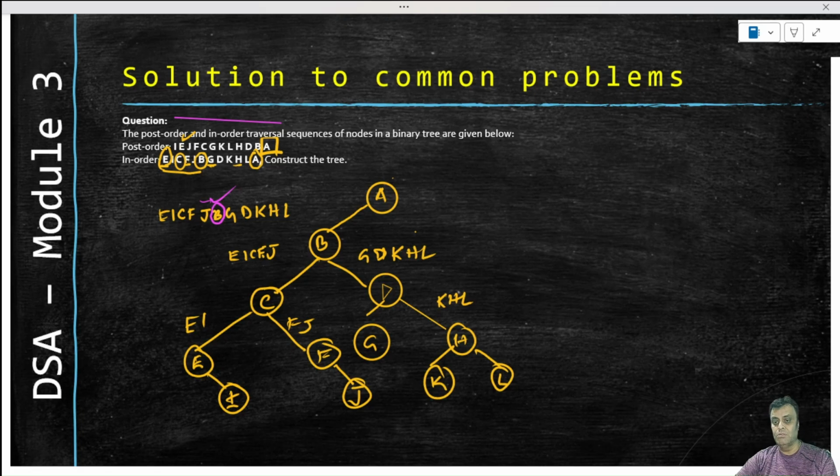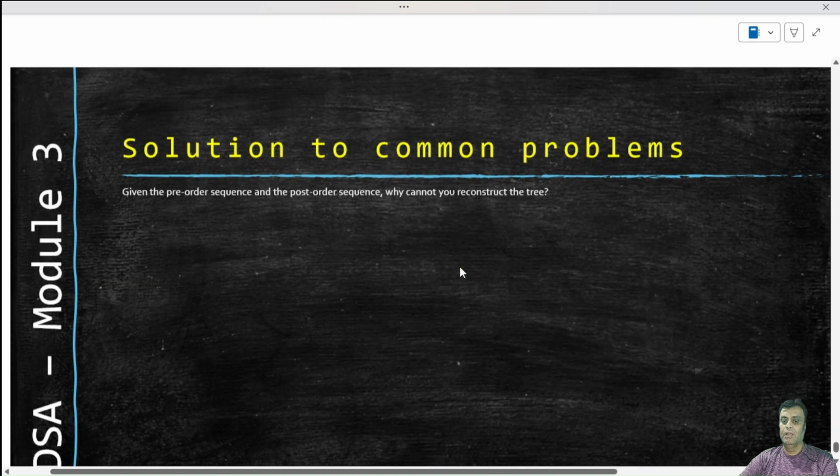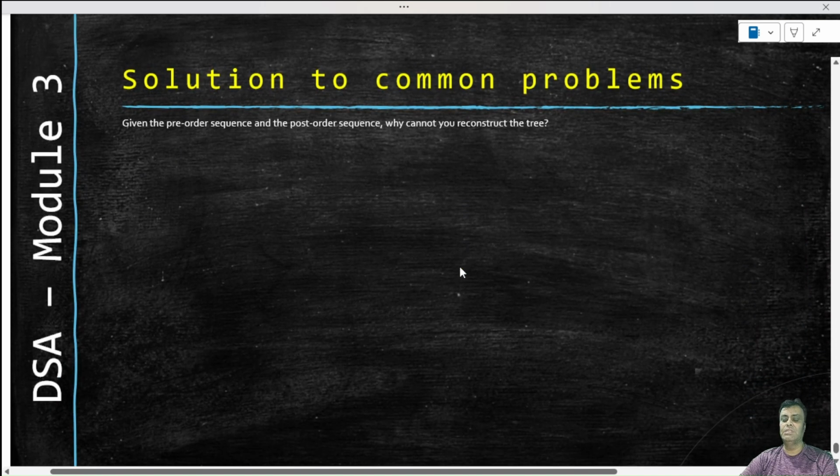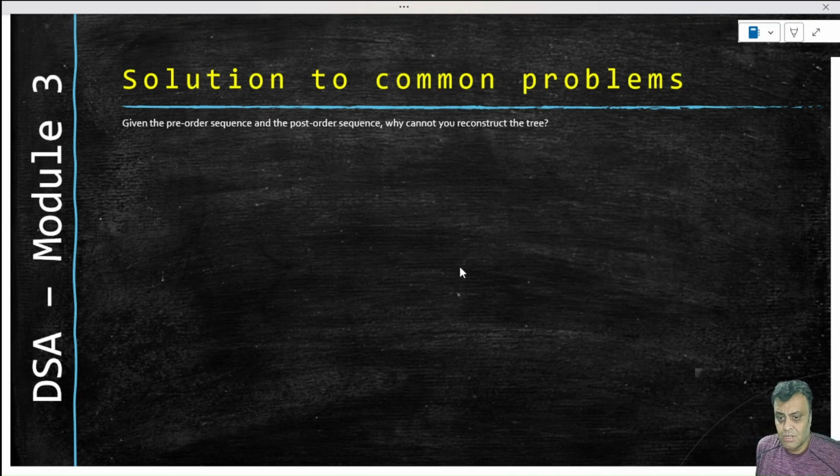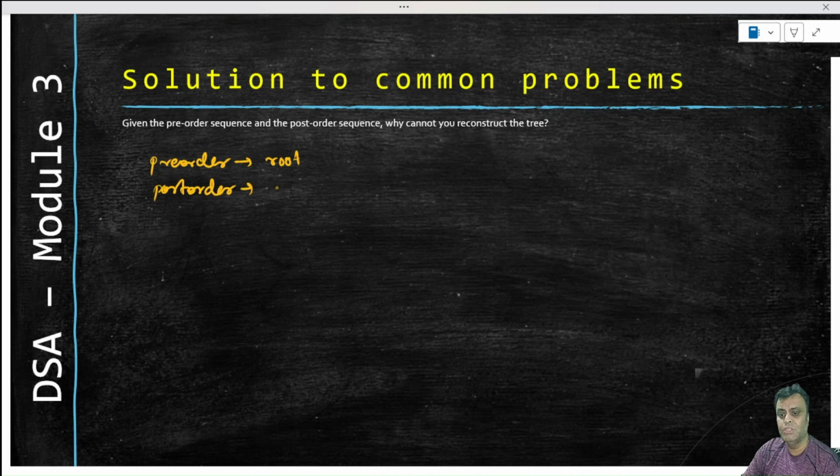I hope you are able to capture what we did, and this is the same way that we did earlier. Then another question which comes, something I had already talked about, is the fact that given a pre-order sequence and a post-order sequence, why can you not construct a tree? Because we don't know what is the left and the right subtree, and the reason for that is pre-order gives me the position of the root. Post-order gives me what? Position of the root. What will I do with two positions of the root? A root cannot be in two different positions, so it will always give me the same thing.